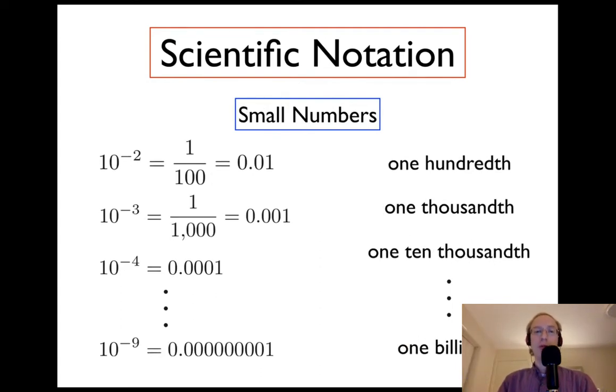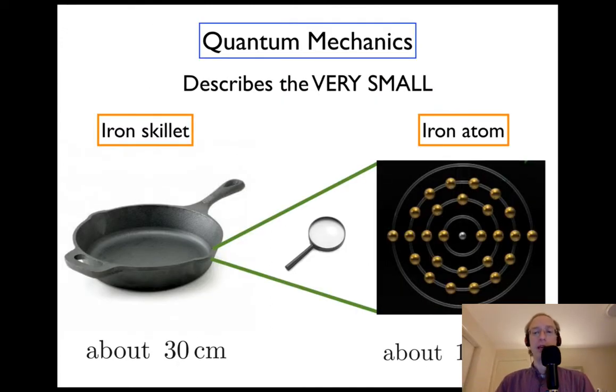And then for very small numbers, we put a minus sign. So 10 to the minus 2 is 1 over 100, or 0.01. 10 to the minus 3 is 1 over 1,000, and so on. And in this case, all you have to remember is that the minus 2, minus 3, or whatever, is the number of zeros that come before the 1, or to the left of the 1. So going back to the iron atom, it's about 10 to the minus 8 centimeters, which is very small.